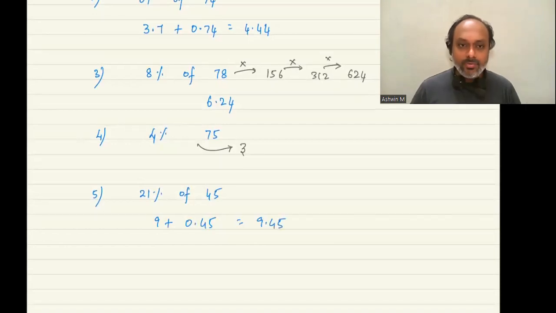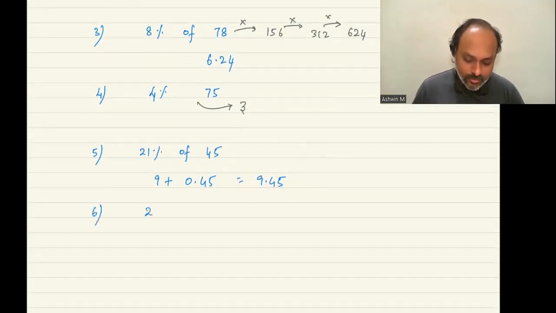See, 21%, if I want, what I have done, I've taken 10% of 45. So 10% of 45 is 4.5 and I doubled it. I got 9. That makes 20%. So 20% plus 1%, 1% of 45 is 0.45. So 9 plus 0.45, 9.45. That's it, finished.